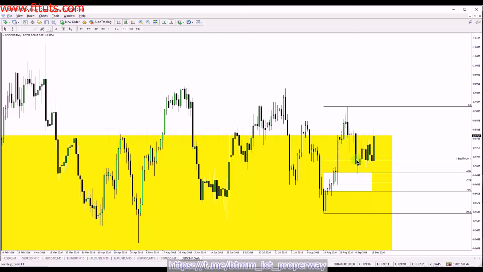But I'm stressing the difference between equilibrium versus discount: you want it to now go below equilibrium into 62% minimum, down into 79% retracement. When it does that, that's when you have the highest probable degree of bullishness while the market's in a discount. Then you should see explosive price action to the upside.